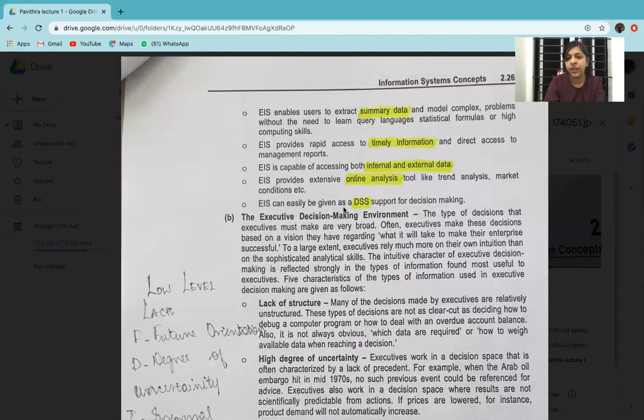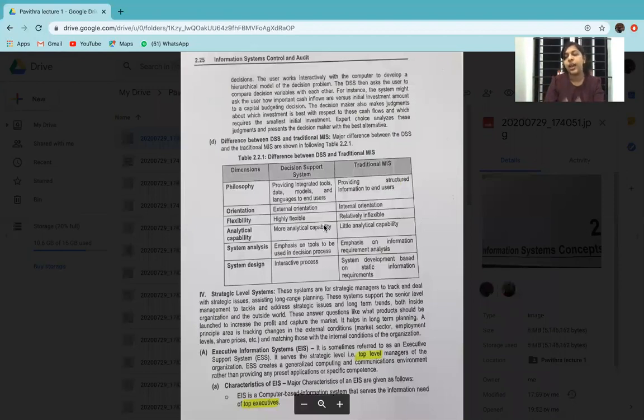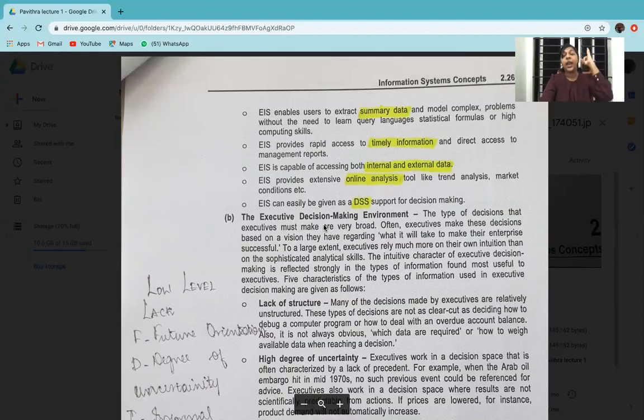EIS can easily be seen as a DSS, support for decision making. So for the top level, this is a DSS. Okay, so what are the characteristics again? What are the characteristics of an EIS? It is for the top executives. And the next is, it enables the top executives to extract summary data without needing to learn query languages, statistical formulas, or high computing skills. And the next one is timely information, then internal and external data, online analysis like trend and market conditions, and this is a DSS for the top management.